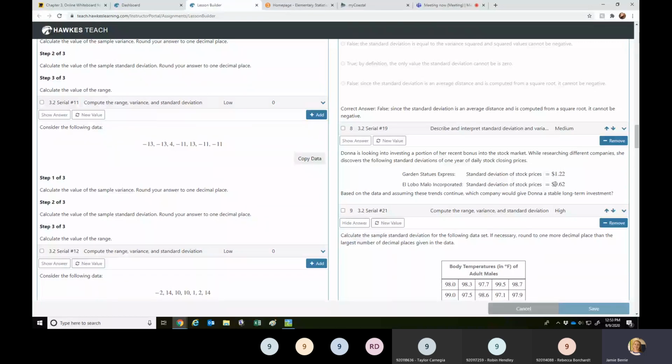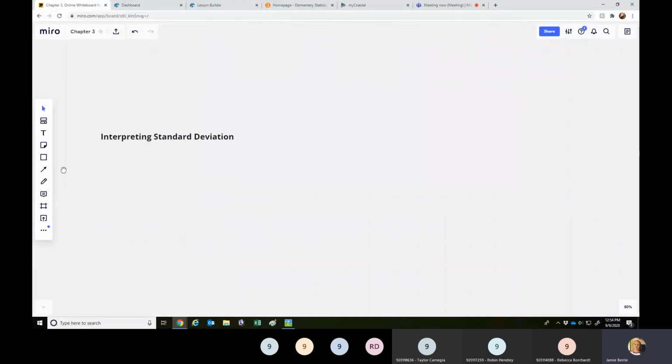Whereas the second one, sometimes it might go up, but then it also might go down depending on the day. So the first one would be a more stable long-term investment. All right, so that's what I wanted to tell you about interpreting standard deviation.